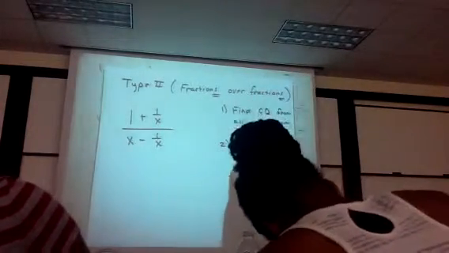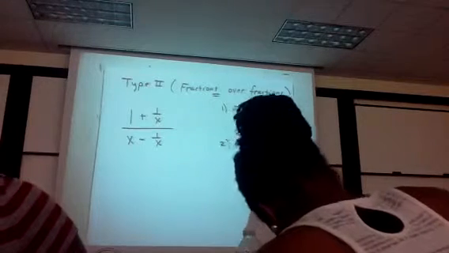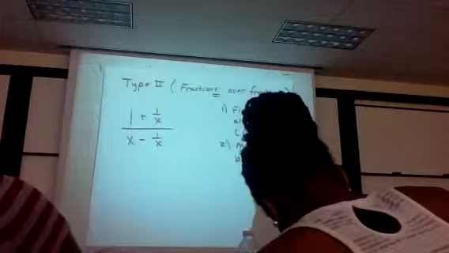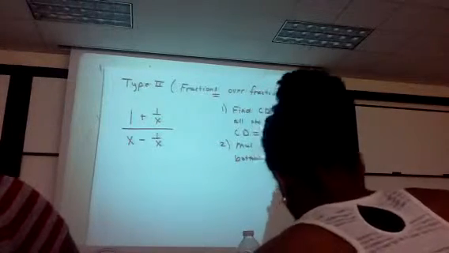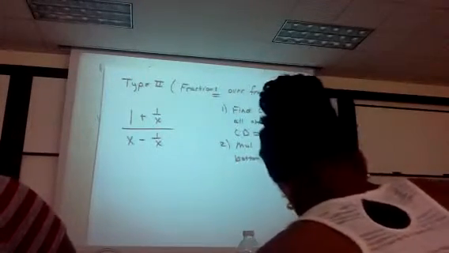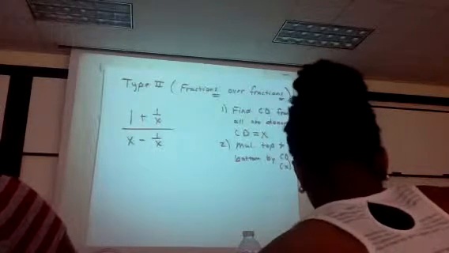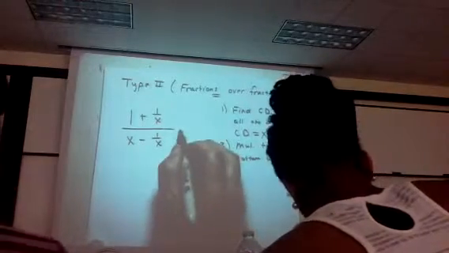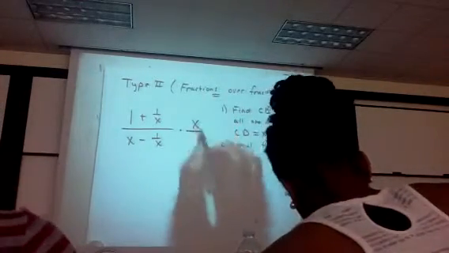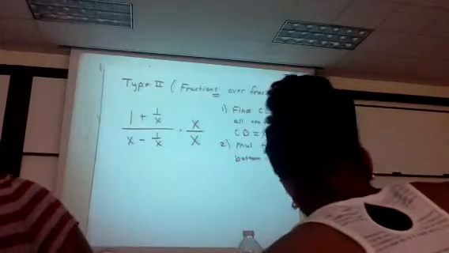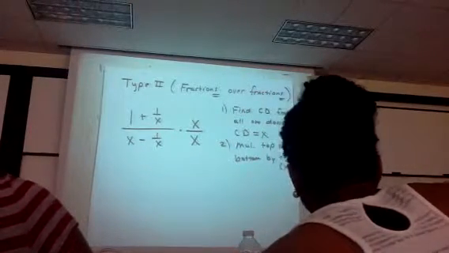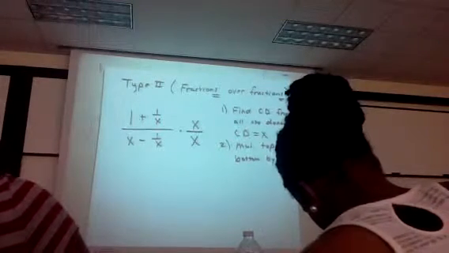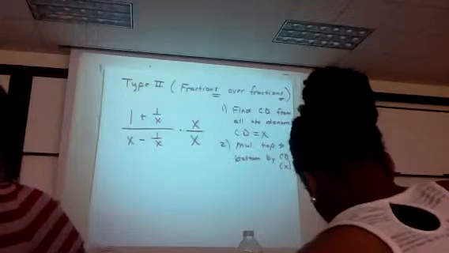Step 2. Multiply top and bottom, numerator and denominator, by the common denominator, which happens to be x. Now, if I'm multiplying top and bottom of this fraction by x, what am I actually multiplying by? 1, right? Just multiplying by 1. So I'm not changing the fraction. I'm just changing the look of it.